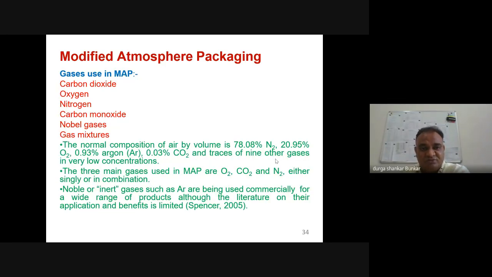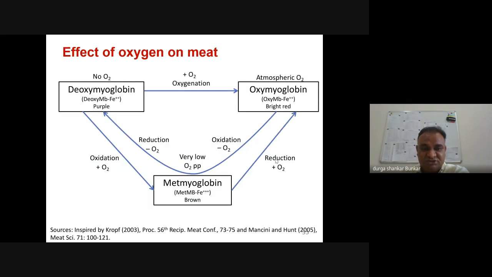So if we go for MAP, then we can use gases like carbon dioxide, oxygen, nitrogen, carbon monoxide, noble gases, and gas mixtures. I told you earlier about the composition, and noble or inert gases like argon are sometimes also used, and some literature has been reported for fresh produce.